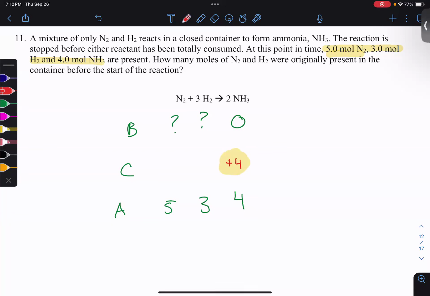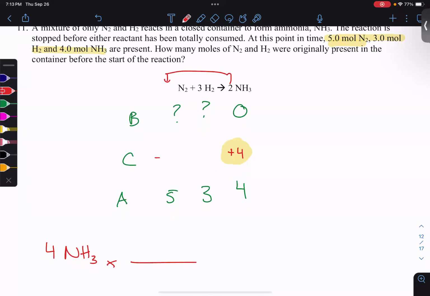+4, right? Because if we started with no ammonia and ended up with 4 ammonias, that means I had to have gained 4 ammonias. Great. What is the trick with the change line? Change line always has the same ratio as the coefficients. So if I made 4 ammonias, how many nitrogens did I have to consume? 6? Oh, let's write it out. Okay, 4 NH3s. What is the stoichiometry between NH3 to nitrogen? 2 to 1, so it's -2.